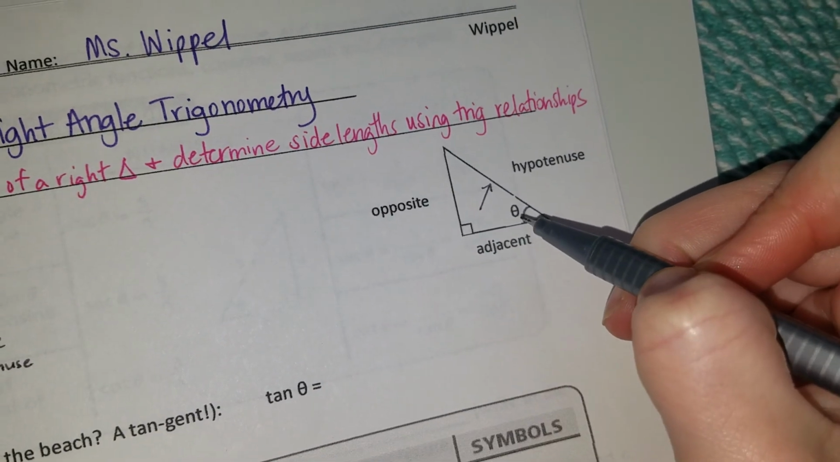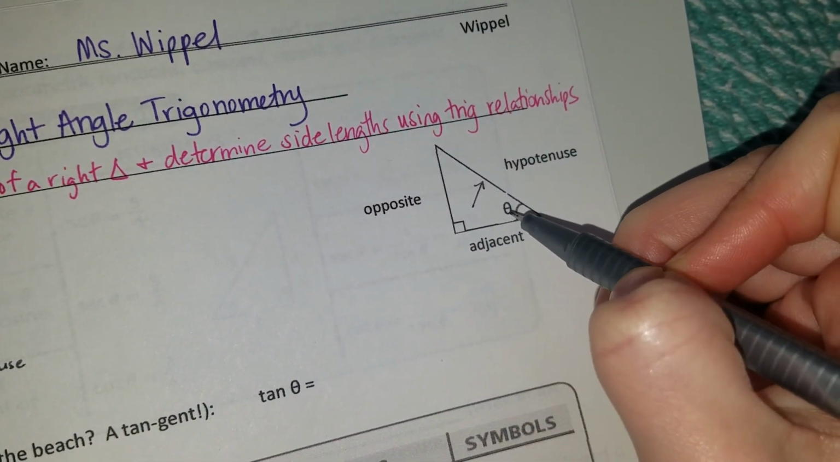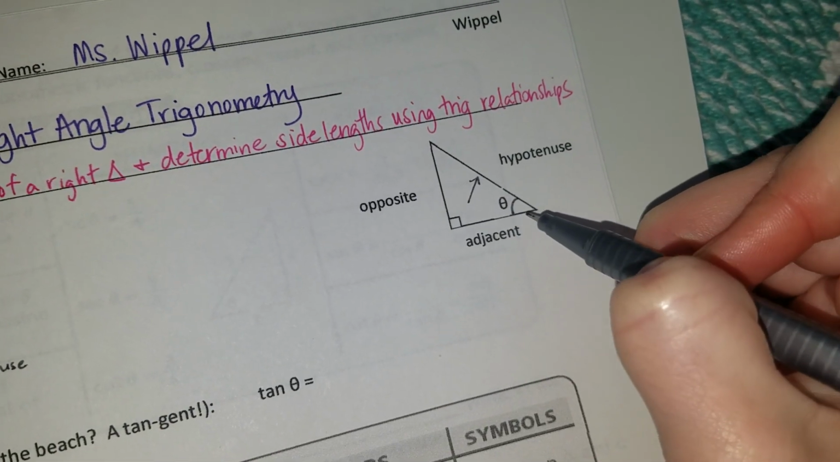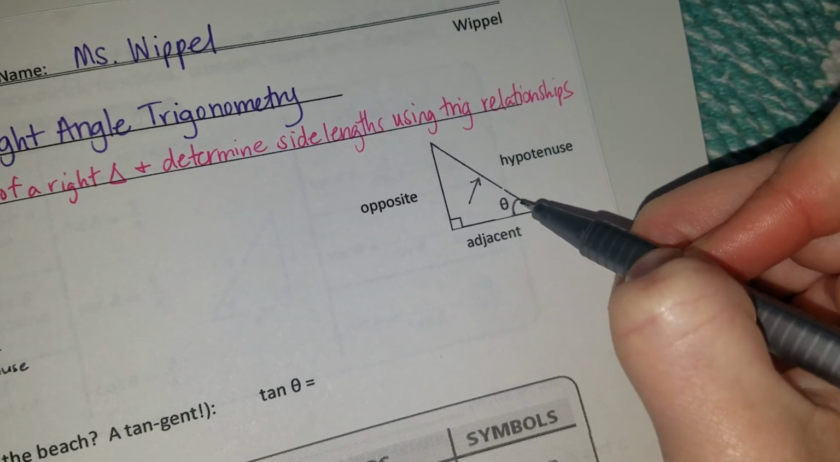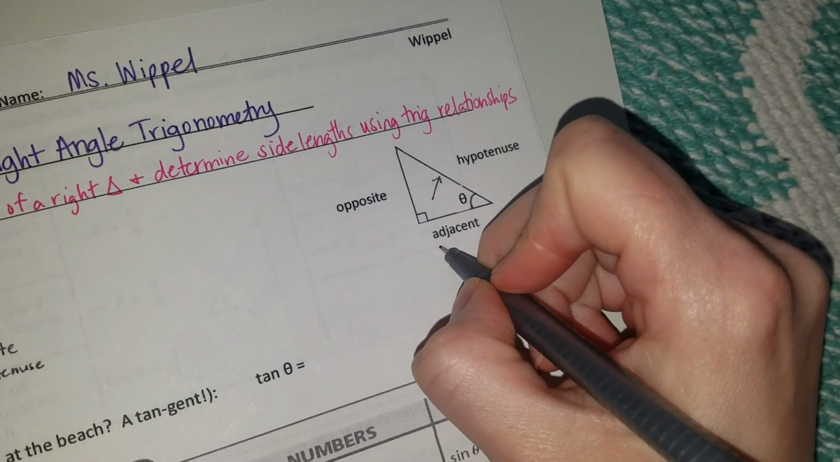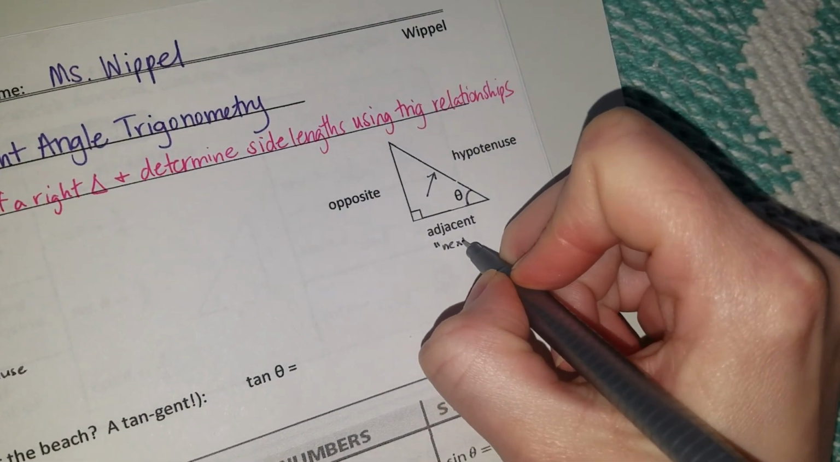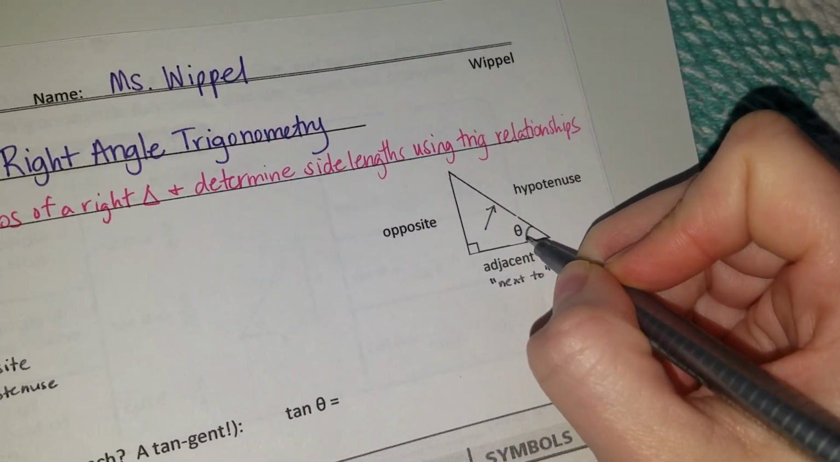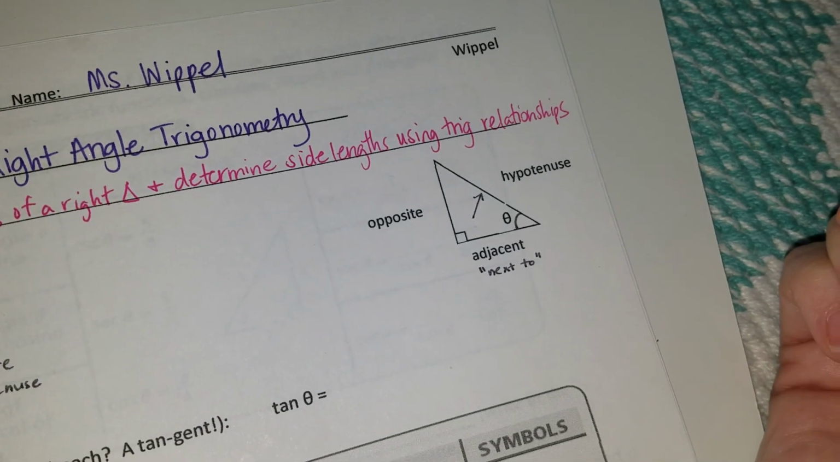So from this angle, the opposite side is not touching the angle. If you look, the hypotenuse and the adjacent both touch the angle. They make the angle with the sides. And the adjacent, remember adjacent means next to. So it is the side next to the angle that is not the hypotenuse.